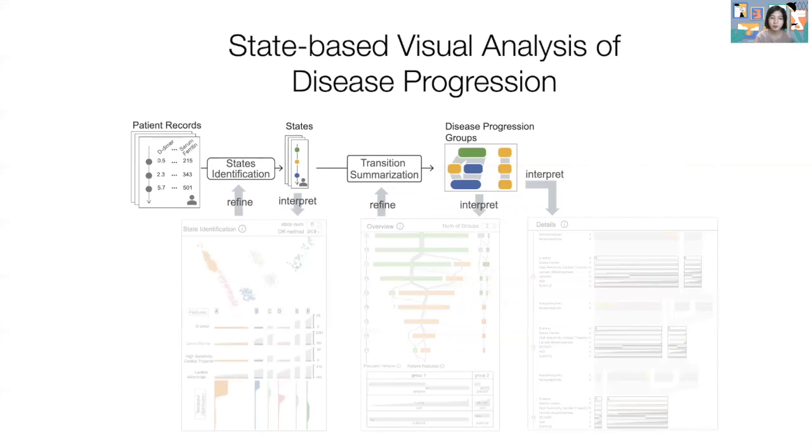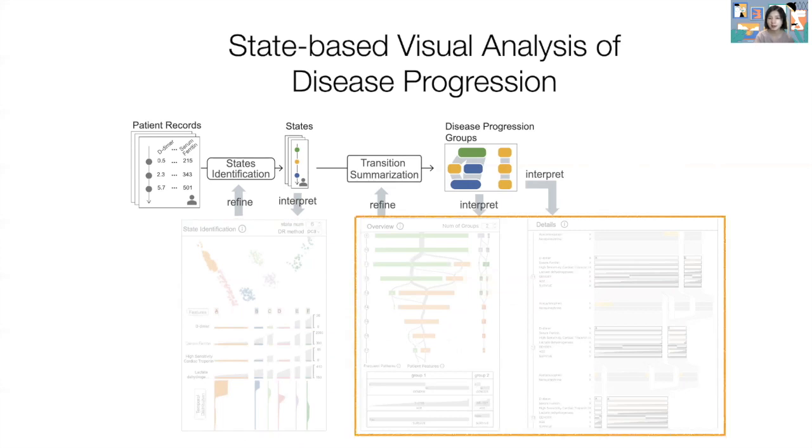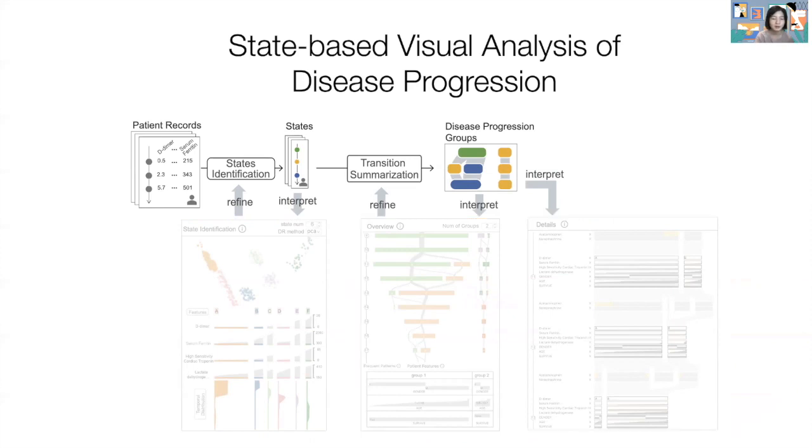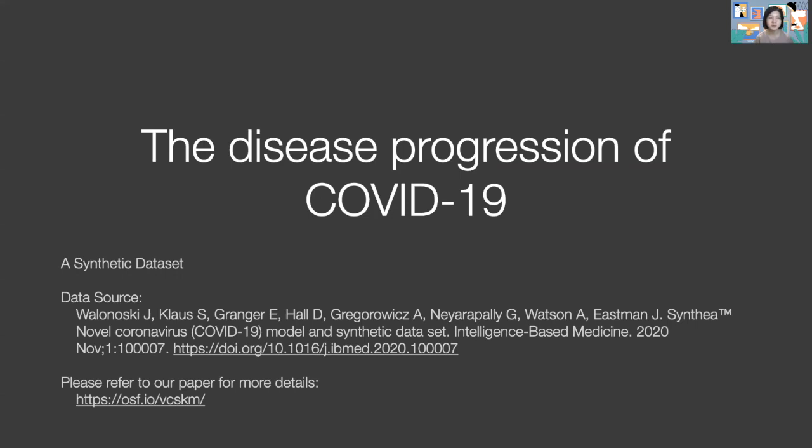ThreadStates consists of three views. The state identification view represents the identified states, and the other two views show the overview and the details of the state transitions. I will walk you through all those three views and demonstrate the proposed visualization tool ThreadStates using a synthetic COVID-19 dataset. More information, design and implementation details, and other case studies are available in our paper.